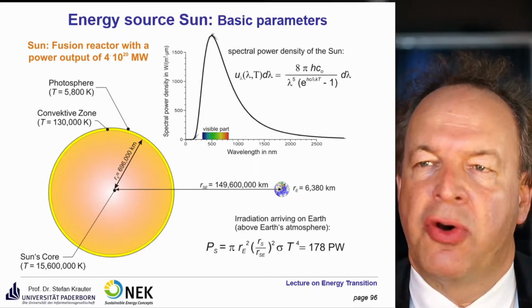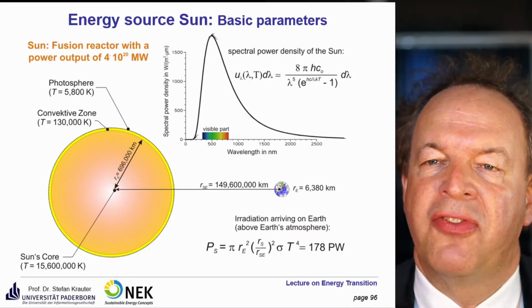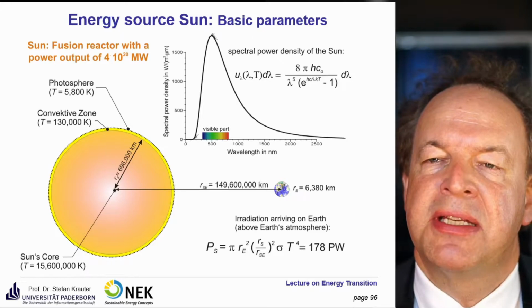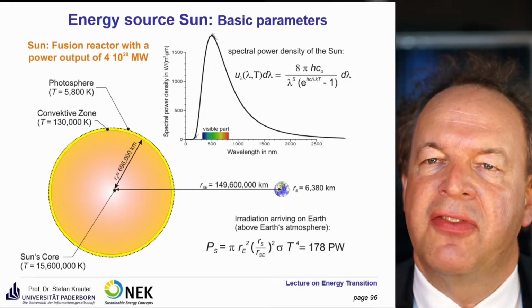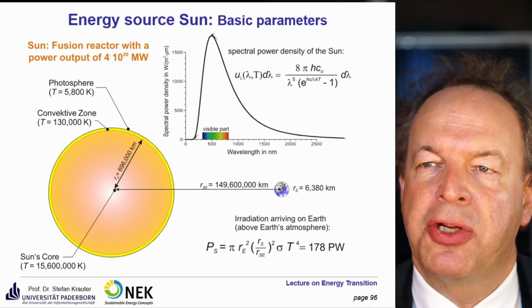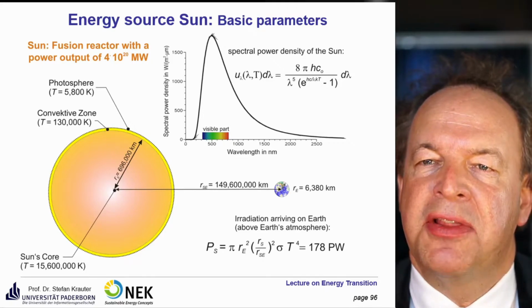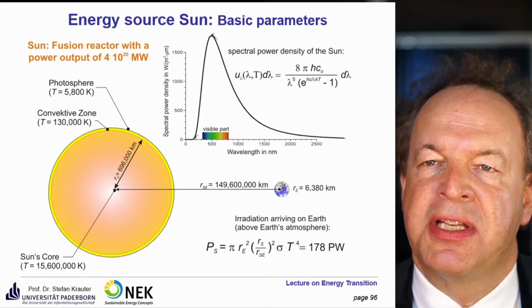The energy source is a nuclear fusion that takes place at a temperature of about 15 million Kelvin. And the surface of the sun is relatively cool, about 5,800 Kelvin, and that's the part we are seeing. Interestingly, that's comparable to the inner core of the planet Earth. It's about the same temperature, 5,800 Kelvin.